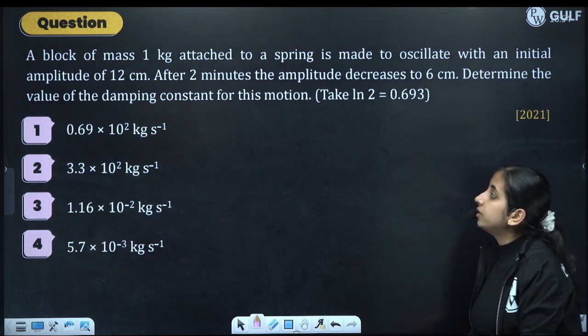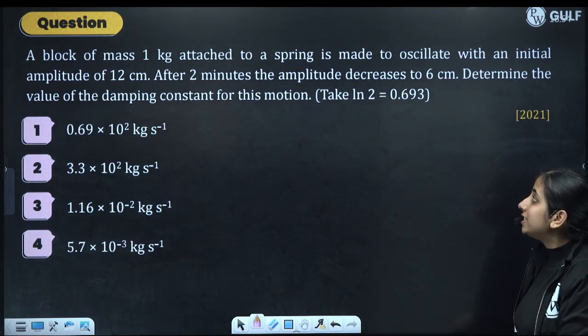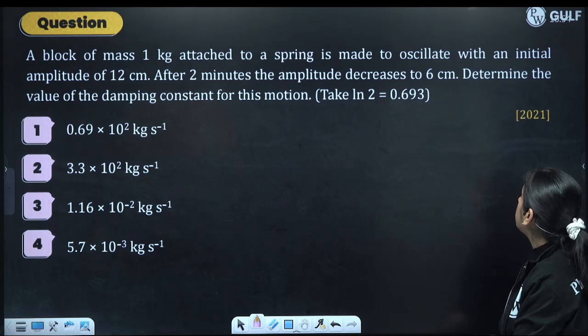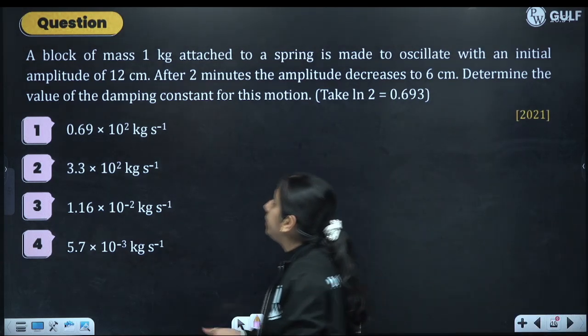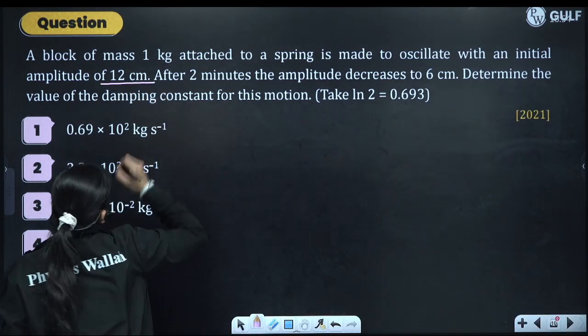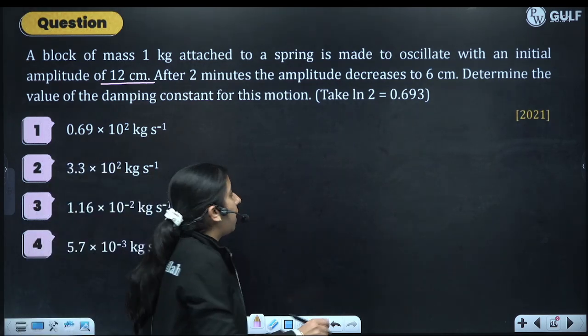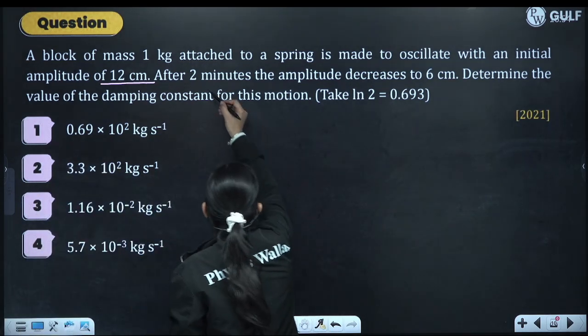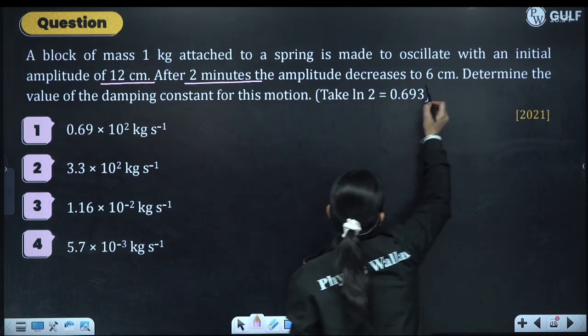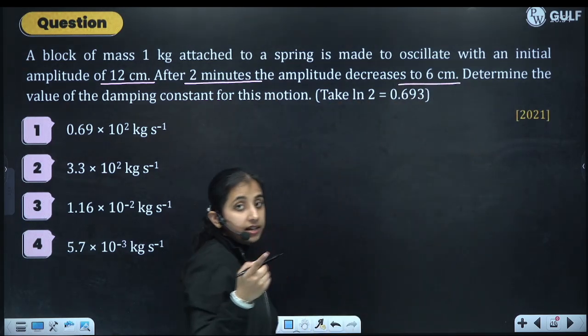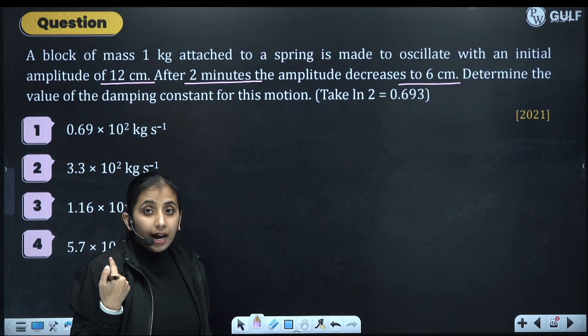See next question. A block of mass 1 kg attached to a spring is made to oscillate with an initial amplitude of 12 centimeter. After 2 minutes, amplitude decreases to 6 centimeter. It means it's a damped oscillation.